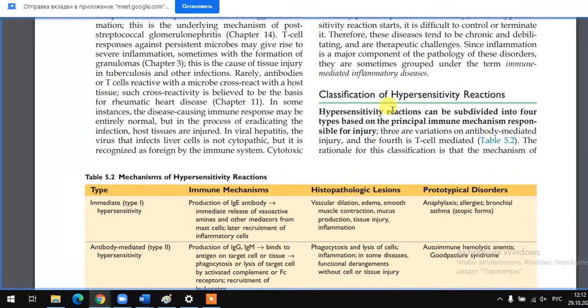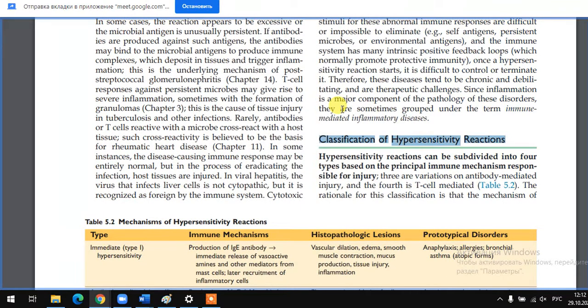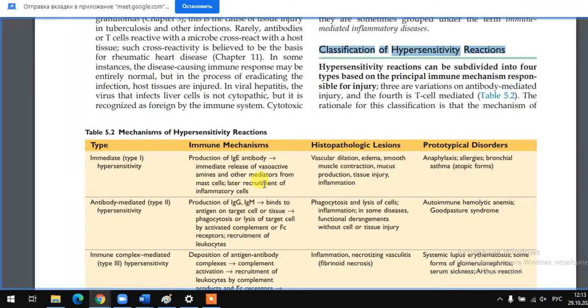Let's talk about classification of hypersensitivity reactions. This is the main classification you need to remember. So now this you must remember, please. Don't say that I give you too much topic, too large a syllabus. But everything else is related to this classification. That's why this classification needs to be understood totally.